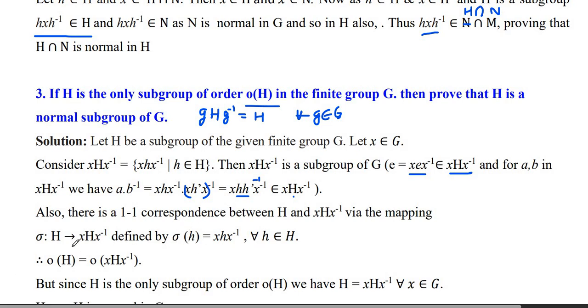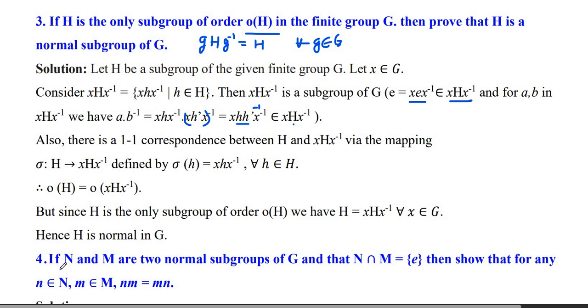So proving sigma is one-to-one and onto is very simple. Ontoness obviously follows, and for one-to-one, by the left cancellation law and right cancellation law, images being equal will imply pre-images will be equal.